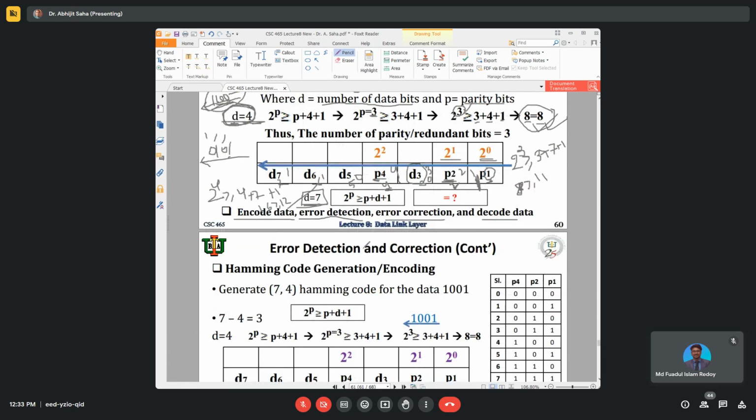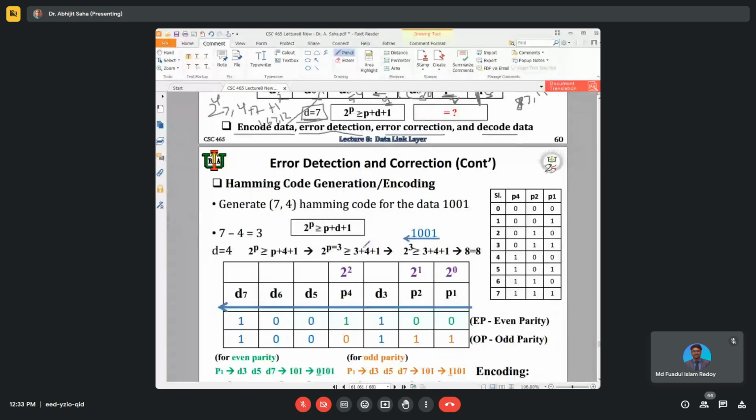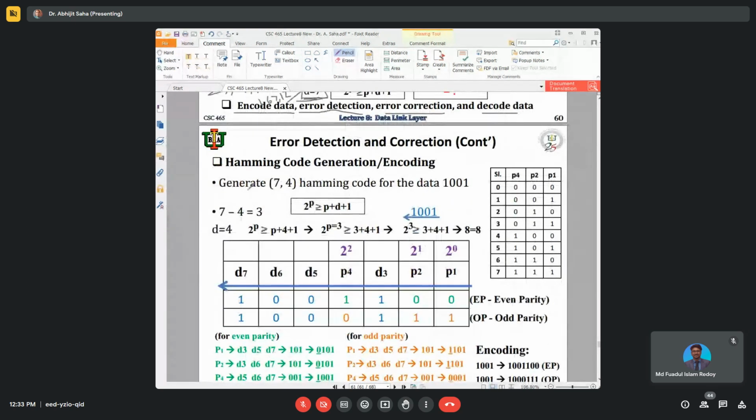If there is no error. So now see that we are having an example. So yes, it can be given to you that we are talking about the code generation, Hamming code generation or encoding. Here it says: generate the 7,4 Hamming code for the data 1001.